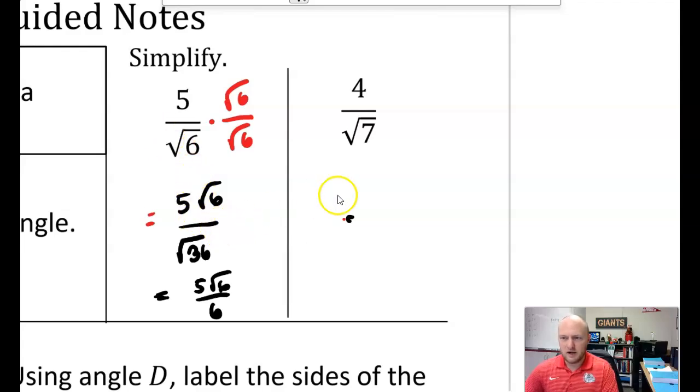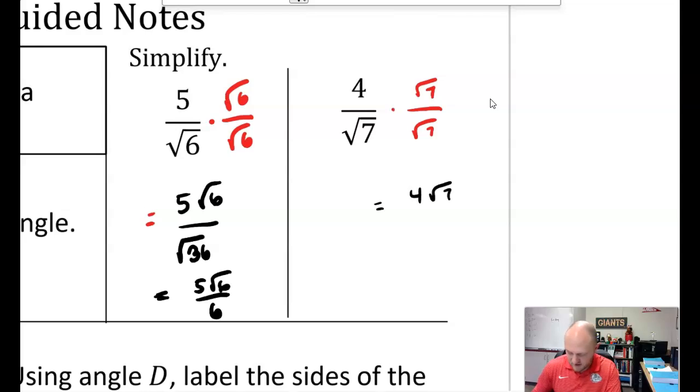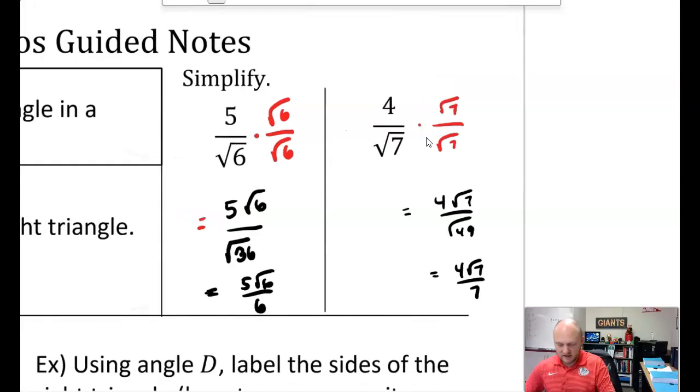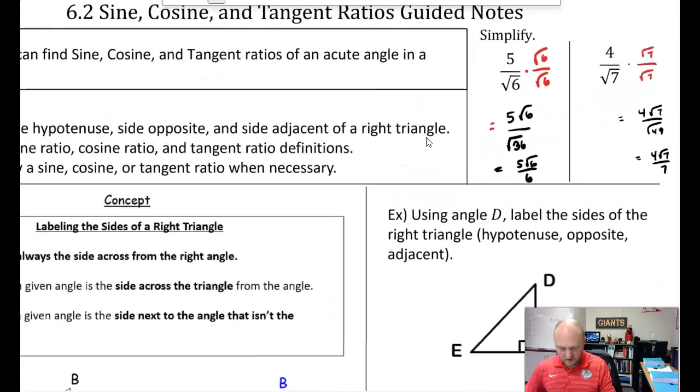So I want you to go ahead, pause, and try this example here, and then I'll show you the rationalization of 4 over root 7. All right, hopefully you went ahead and multiplied top and bottom by square root of 7. And when you do this, what you get is 4 square root of 7 over the square root of 49, which is 4 root 7 over 7. Okay, so that is rationalization, and that should have been review.